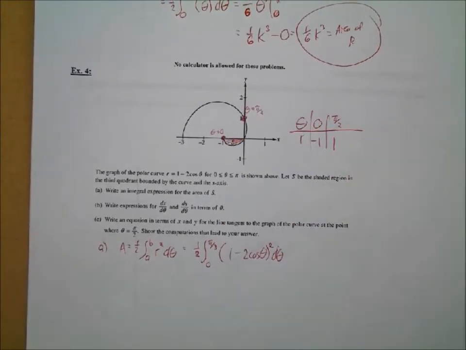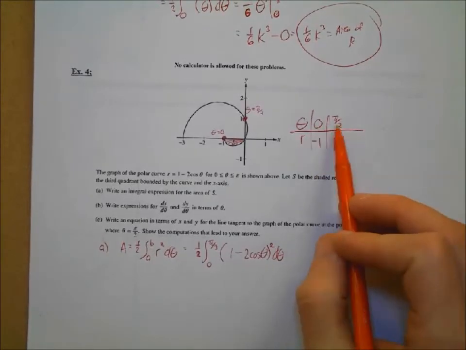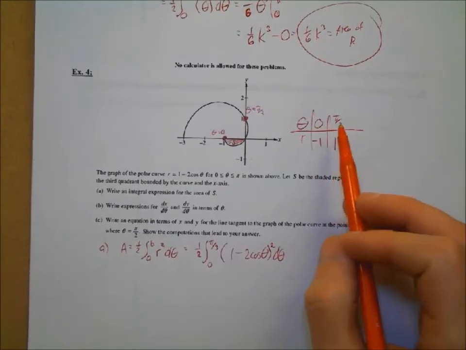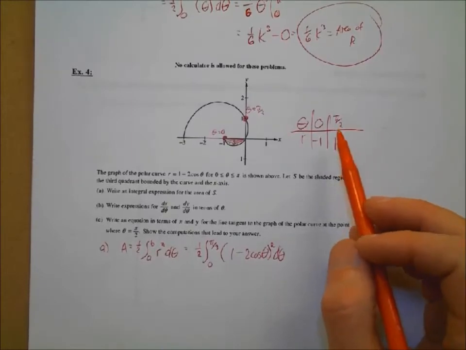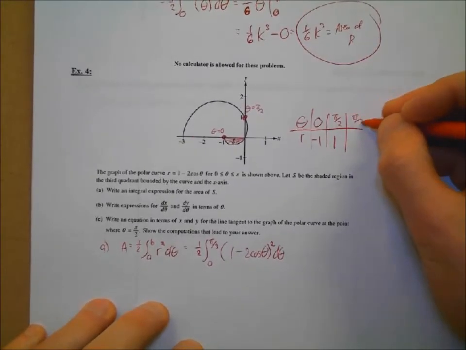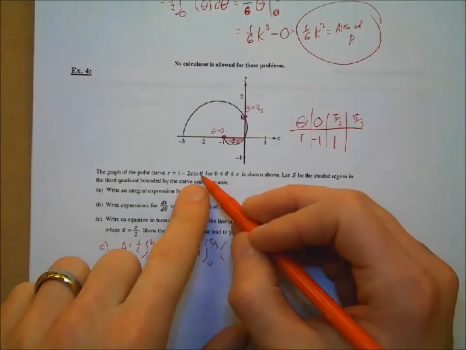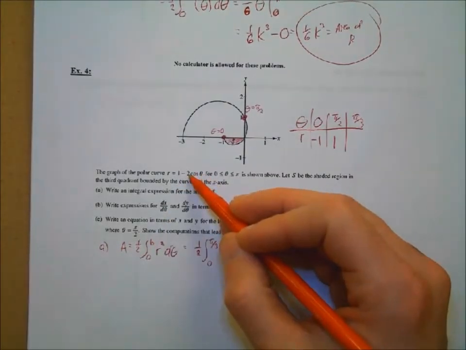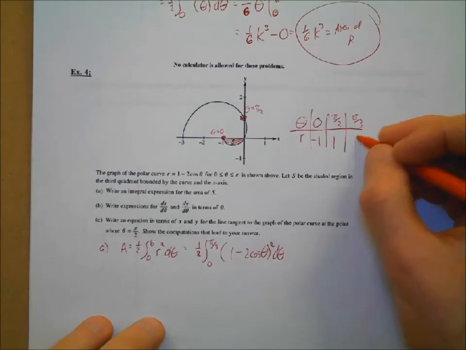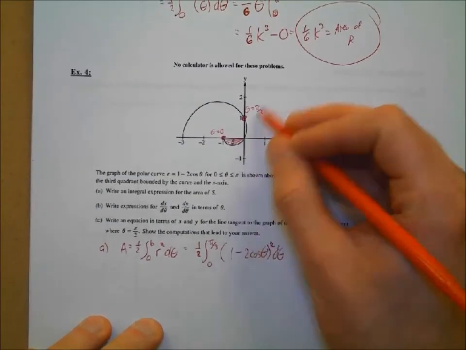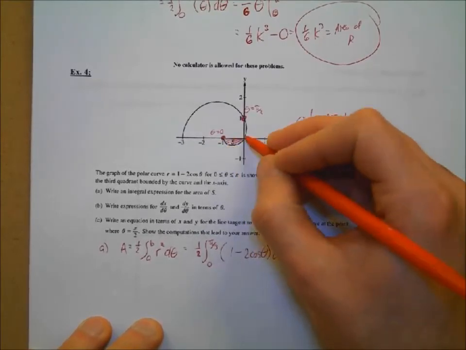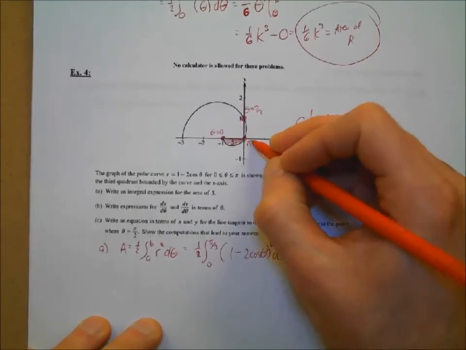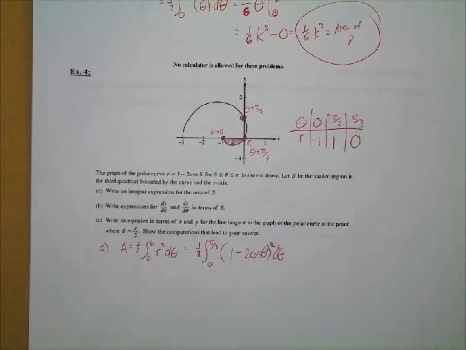Well, if it's non-calculator, we don't have many options for angles theta between 0 and pi over 2. We have pi over 6, pi over 4, and pi over 3. Well, if we do pi over 3, cosine of pi over 3 is 1/2, times 2 is 1. 1 minus 1 is 0. So at pi over 3, somewhere in this direction, we're actually at the pole right there. So it's from 0 to theta equals pi over 3, which is at the pole. Okay, so there's our setup.